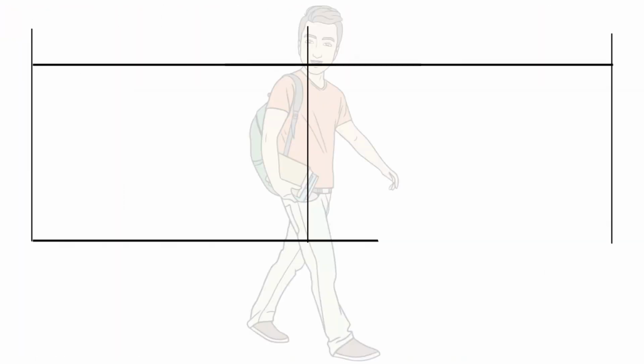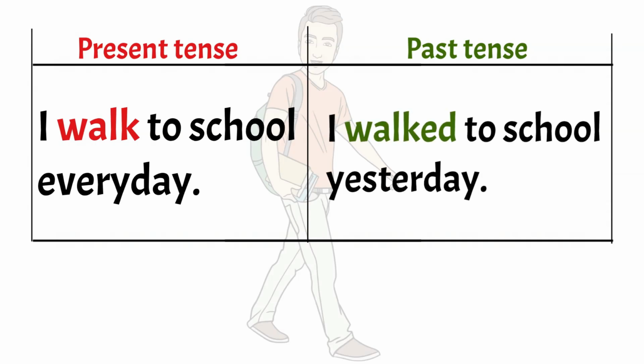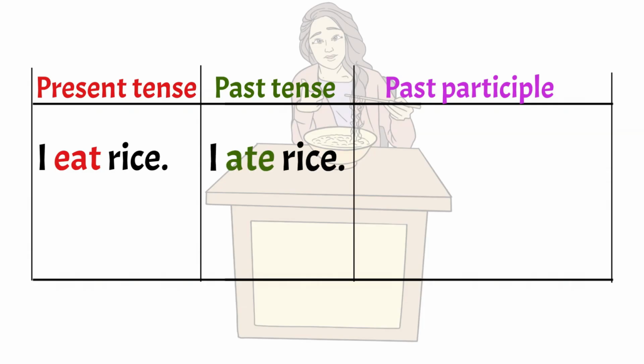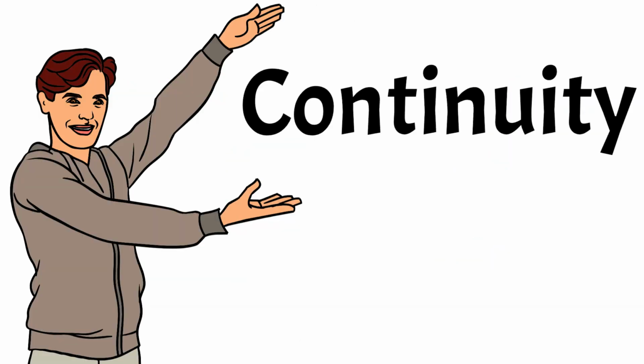In the present tense, one might say, "I walk to school every day." In the past tense, it becomes, "I walked to school yesterday," or probably last week. For an irregular verb, the present tense, "I eat rice," changes to "I ate rice" in the past tense. For the past participle form, which needs an auxiliary verb to make sense, we may have, "I have eaten the rice." These examples demonstrate that verbs not only indicate actions but also show time and continuity.